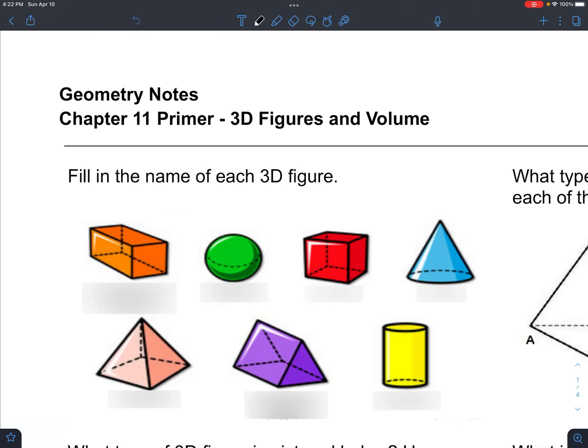We're going to talk about Chapter 11, just a brief summary of it, which deals with volume and three-dimensional figures and slices of three-dimensional figures. So we ought to start by naming these. These two both have something in common. They are both called prisms.